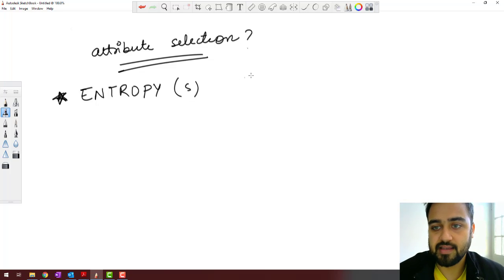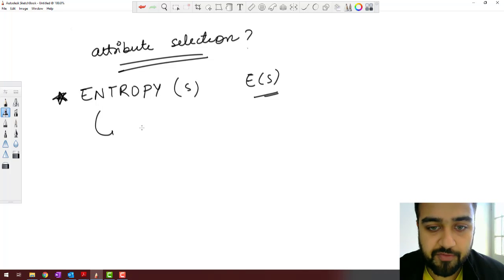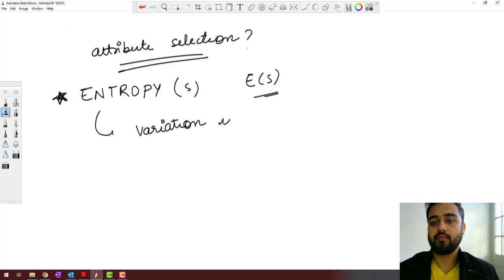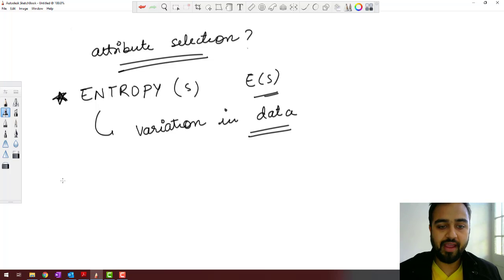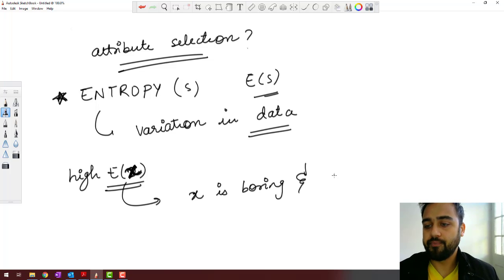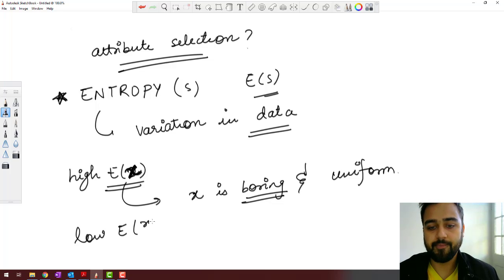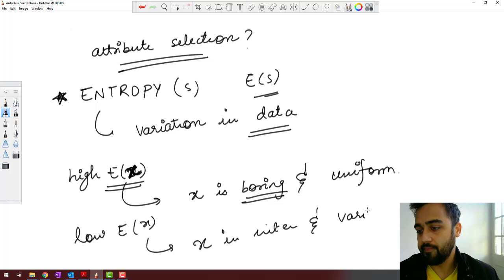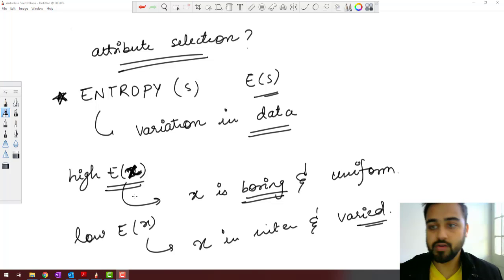Entropy is defined as E of S, which basically tells you the variation in the data. What do you mean by variation in data? Let's say we have high entropy for a data set S, or let's take an attribute X. High entropy would mean that X is boring and uniform. What do we mean by boring? That means it does not give out too much information. Whereas low entropy means X is interesting and varied. So you could say that entropy is basically the inverse of the information that data holds.